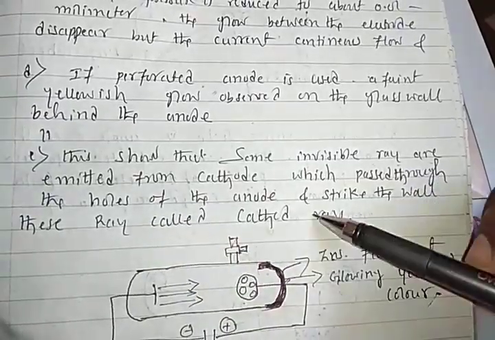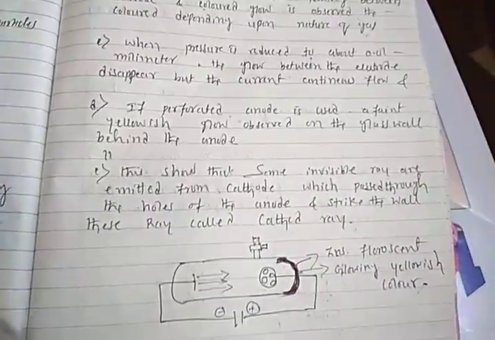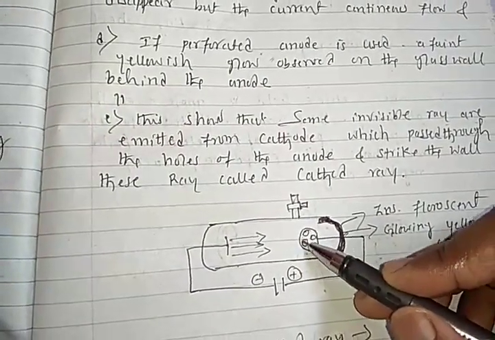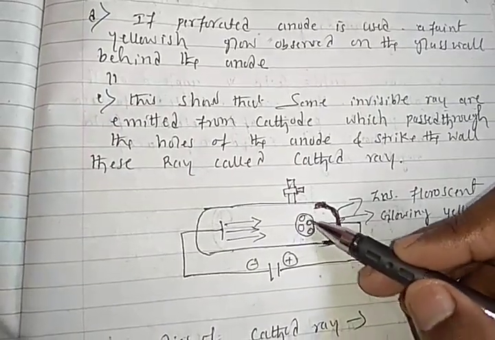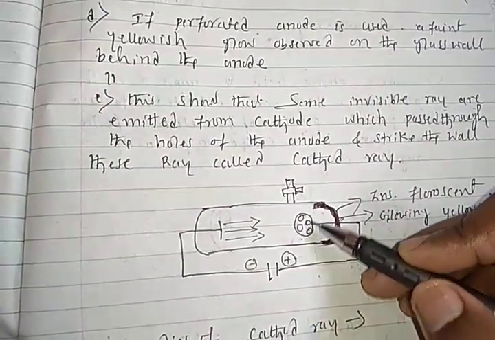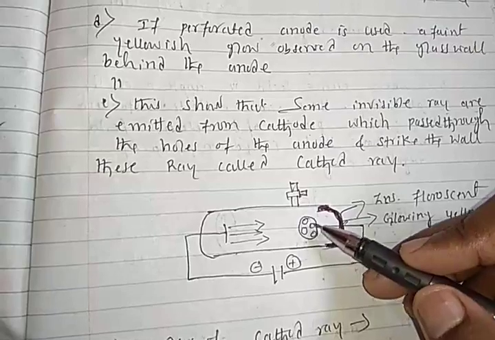These are called cathode rays. If we introduce a perforated metal piece on the anode side, perforated means a metal piece which contains holes.